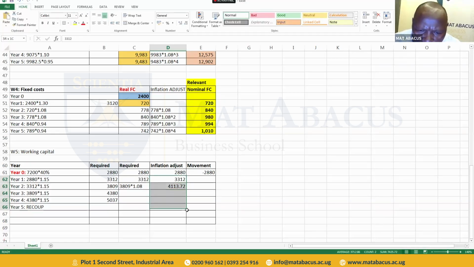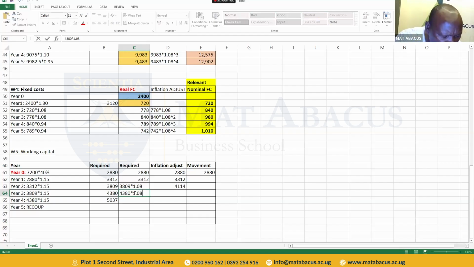Allow me to round off. That means in the following year, it will be 43. Remember, I'm trying to survive within Excel while you pick a leaf. But this one is repeating itself for the second time. And therefore, I will come here and get this figure times 1.08 to the power of 2, and that's what we should be able to get.